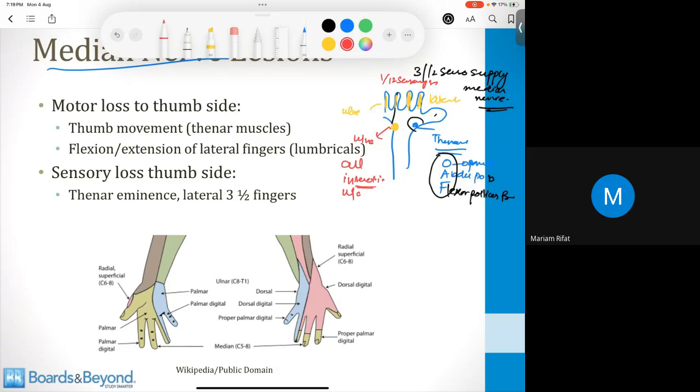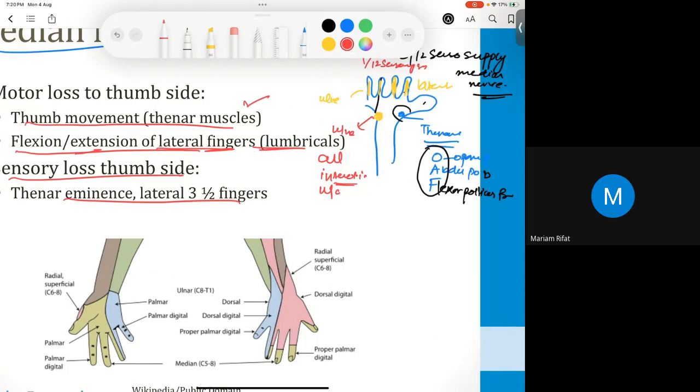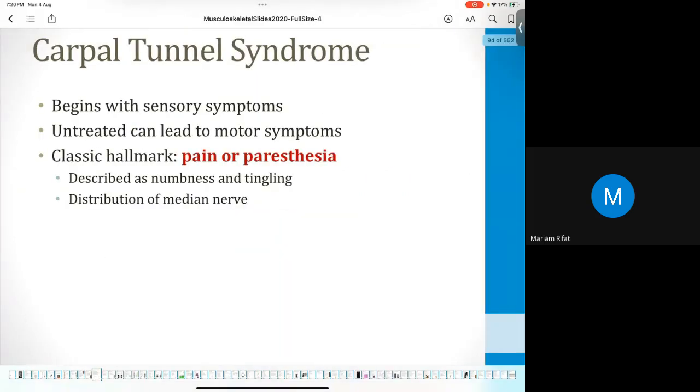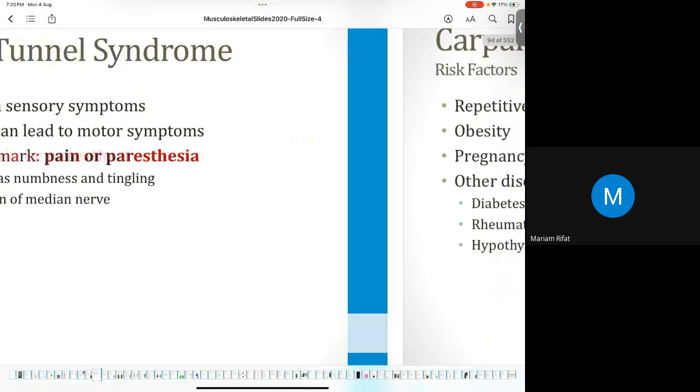So we have the motor supplies: the thumb movement, the thenar muscles, flexion and extension of the lateral lumbricals, as we discussed, and sensory at 3.5 fingers. Carpal tunnel syndrome, as we discussed, begins with sensory symptoms. Untreated, it can lead to motor symptoms. Why? Because if the median nerve is compromised for a longer period of time, the muscles, for example the thenar muscles, can be affected. The hallmark is pain or paresthesia, described as numbness or tingling in the distribution of the median nerve, which we know.